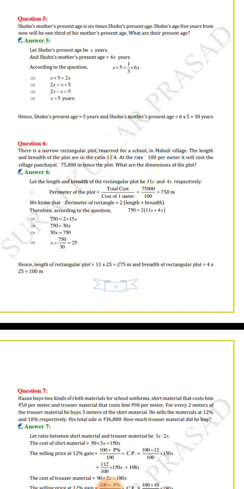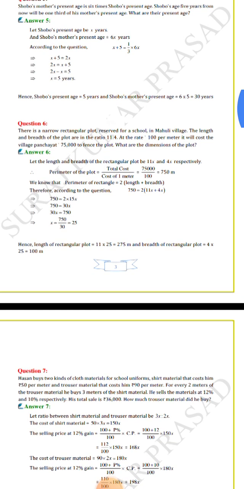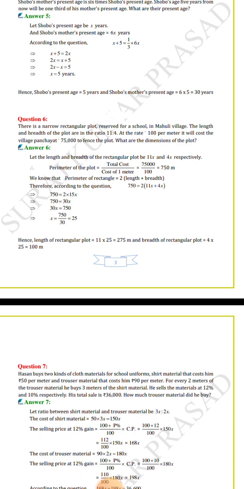Then we can get 75,000 by 100, and we can get 750 meter. We know the perimeter of the rectangle equals 2 of length plus breadth, and we have already got the perimeter, so 750 equals 2 of 11x plus 4x. Then we can get 750 equals 2 into 15x. Then 750 equals 30x.